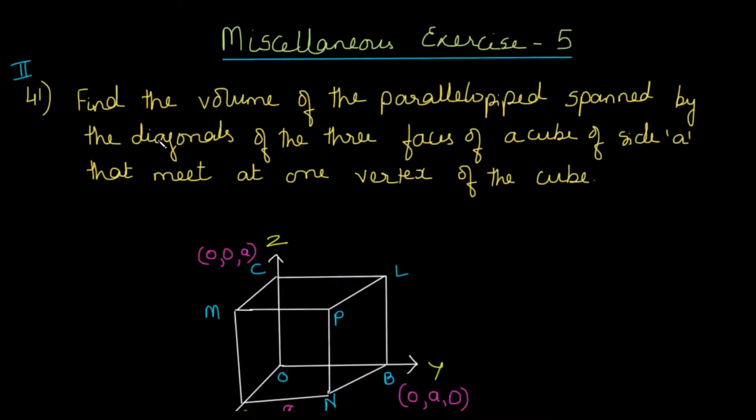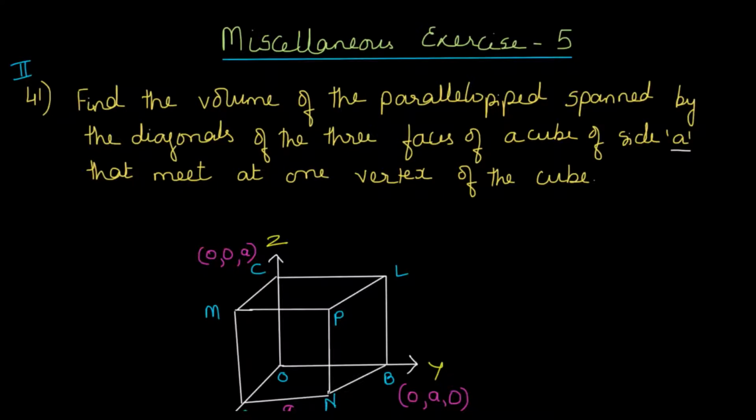Now here in this exercise it is question number 2 on page number 193 of your textbook and sum number 41. We begin with this particular sum. The question is: find the volume of the parallelepiped spanned by the diagonals of the three faces of a cube of side A that meet at one vertex of the cube.